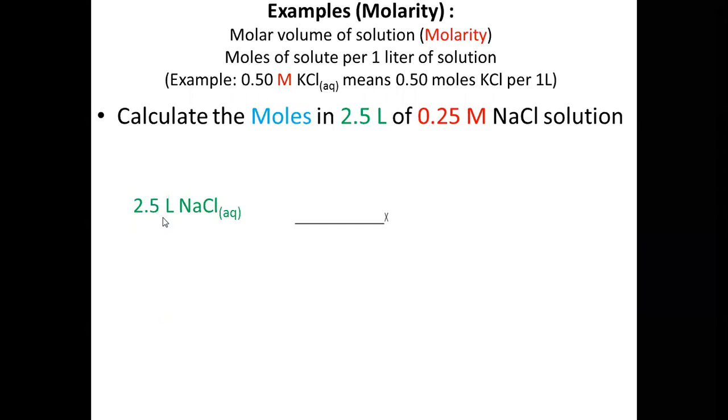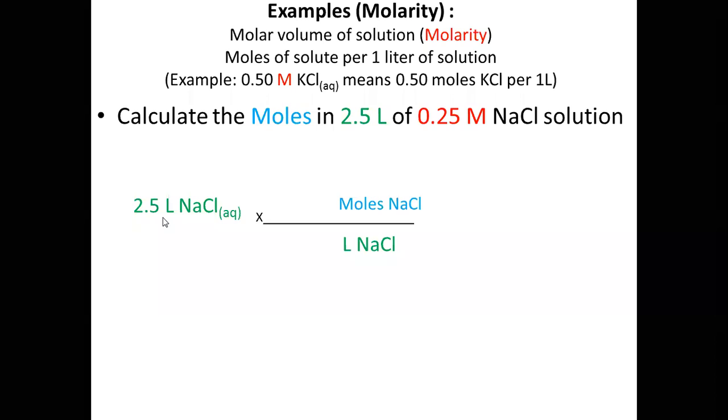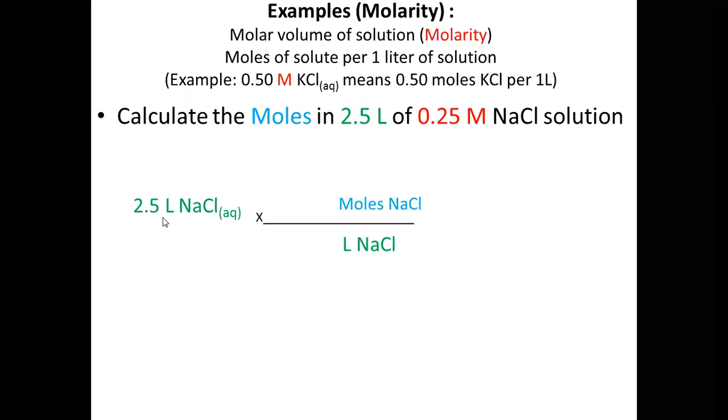So I want to convert my liters to moles. I put my liters of solution on the bottom. I put my moles of solute on top because I want to cancel out my liters. And now I substitute in my molarity. I put in my 0.25 moles for every 1 liter, because that is what this conversion factor means here. This 0.25 means my moles in 1 liter, and gives me 0.625 moles of sodium chloride.